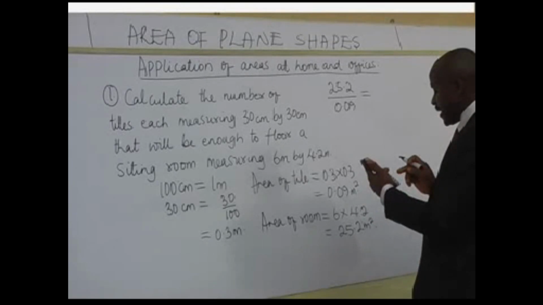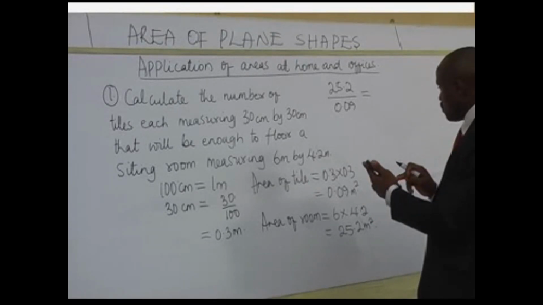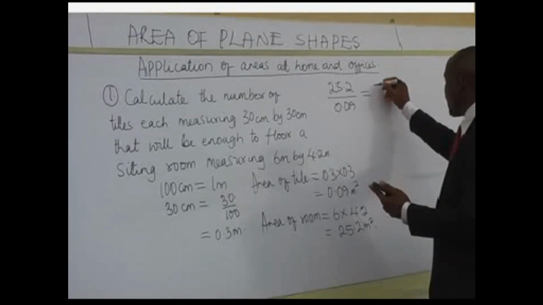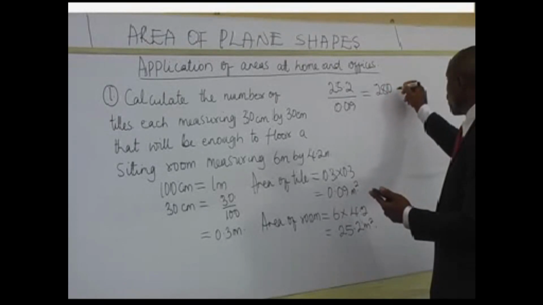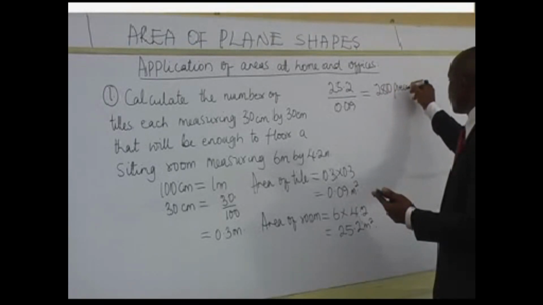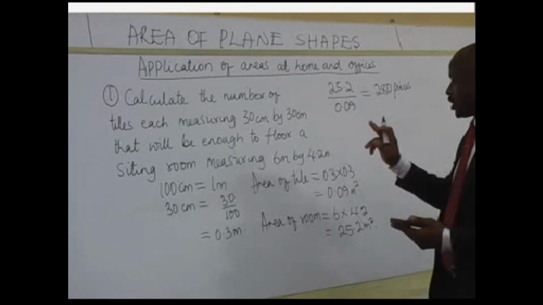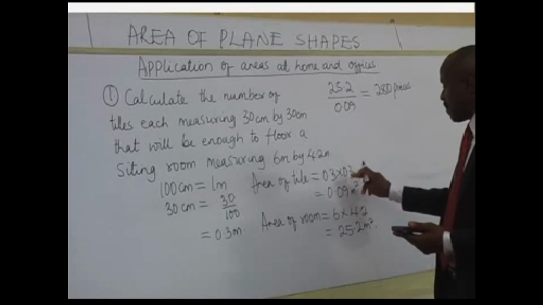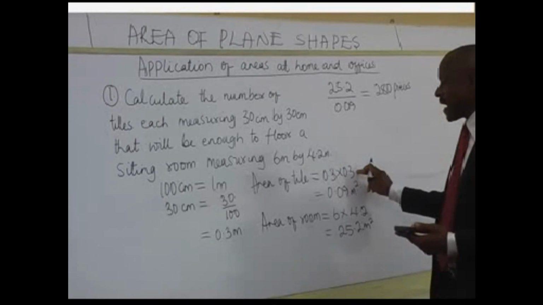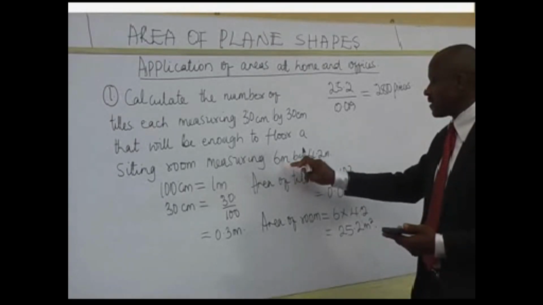So let's divide 25.2 by 0.09. It's giving me 280. So we needed 280 pieces of tiles, each measuring 0.3 meters to tile a room that measures 6 meters by 4.2 meters.